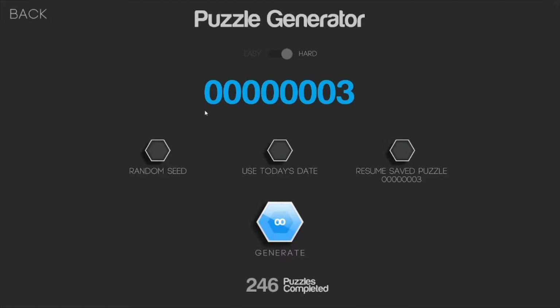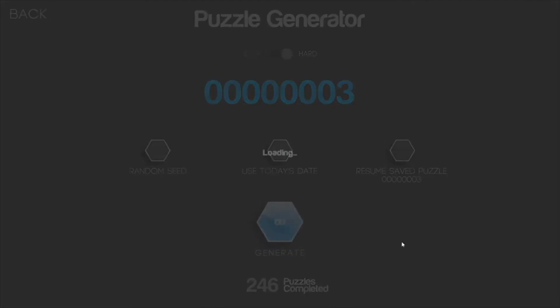Today we are working on puzzle number 3 in this Infinite series. Let's go ahead and get this generated here.